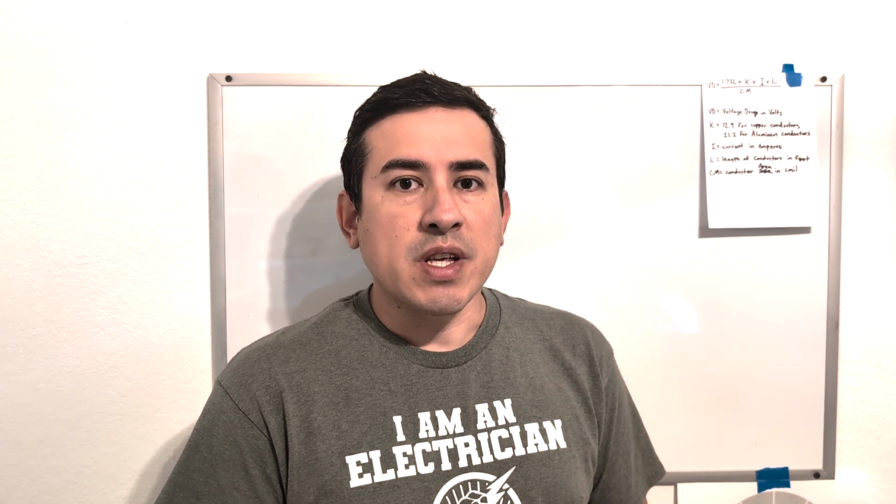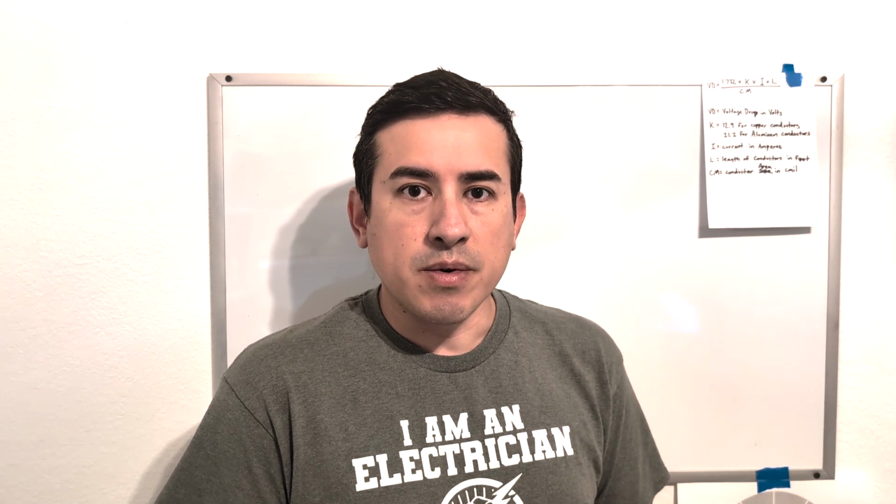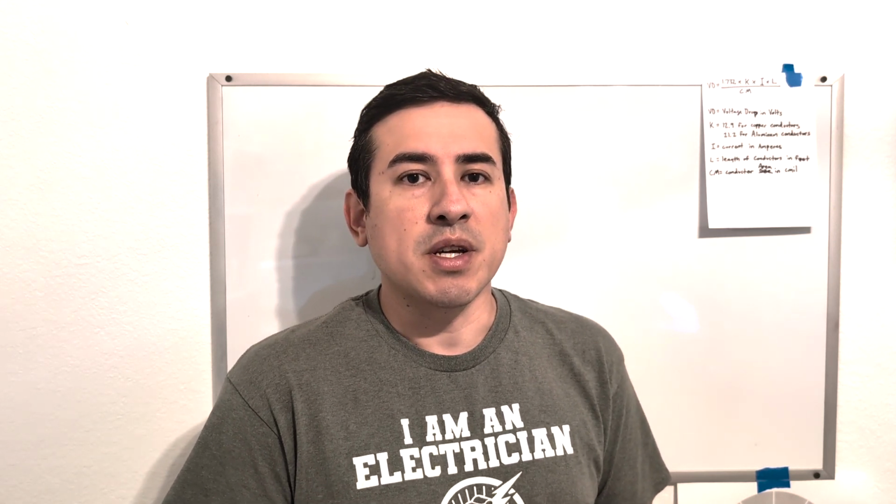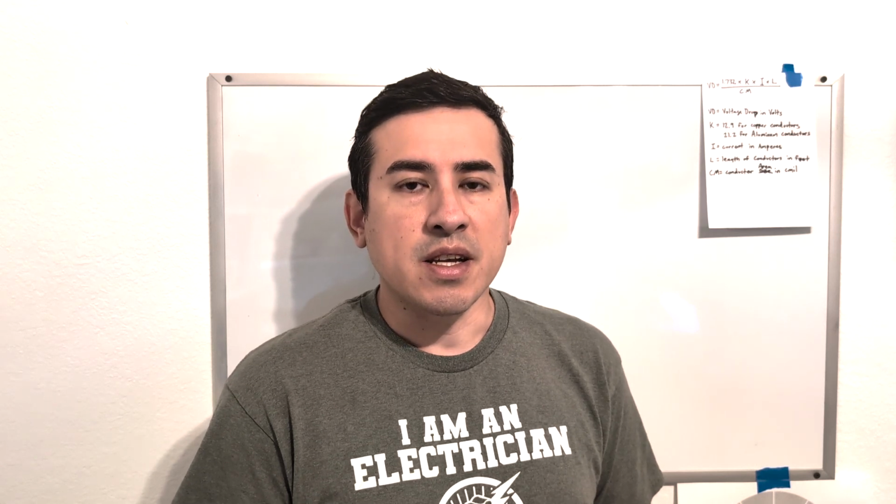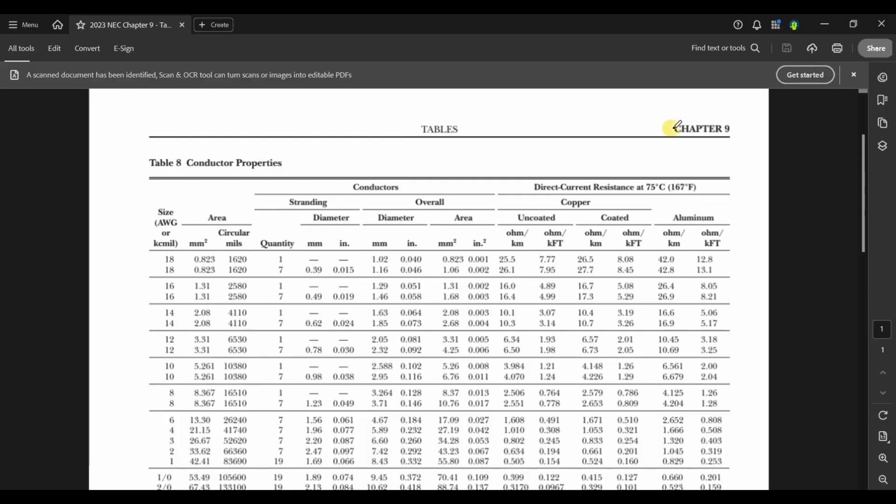To really get started, we need to look at one table in the NEC, which is going to be in Chapter 9, Table 8, Conductor Properties. Here we are in Chapter 9, Table 8, Conductor Properties. This table provides a lot of information about the conductors we use in the field. It provides the area, conductor properties such as the number of strandings, the diameter of the strandings, and then the overall dimensions, including the diameter and the area of the conductors.